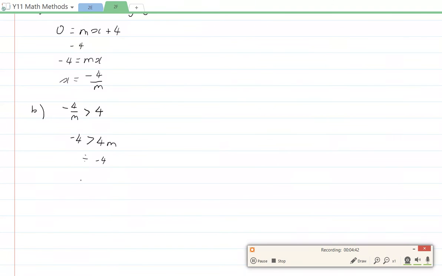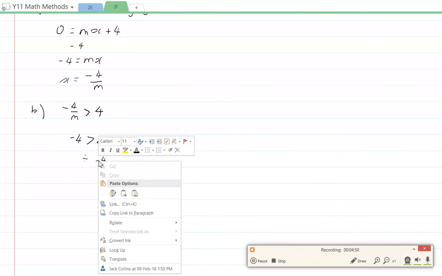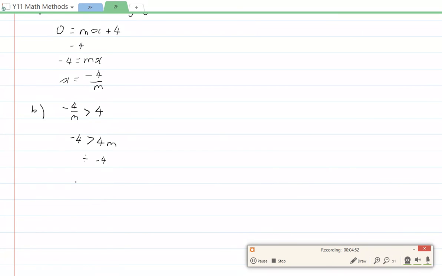And then you need to divide by 4, sorry, my mistake, you would divide by regular 4 because you want to get m by itself. So the sign wouldn't change. So negative 1 is greater than m, or m is less than negative 1, and then you just need to put m on the left hand side.